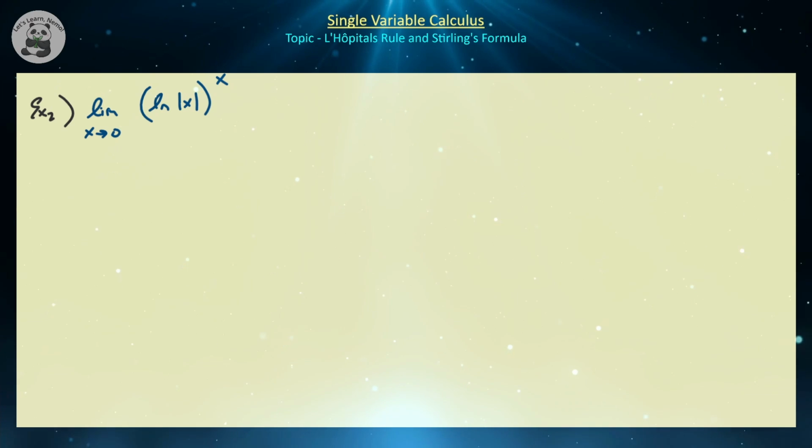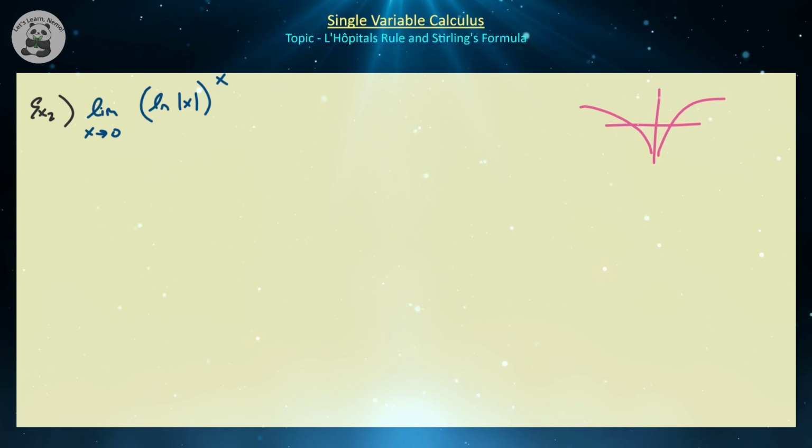So if we try to plug in 0 into this expression, we're going to have the natural log of the absolute value of 0. And in case you don't know what the natural log of the absolute value of x looks like, that's going to be this particular function. So as x gets close to 0 from the left or right, it definitely gets closer to minus infinity. So what we have here is a minus infinity to the power of 0.